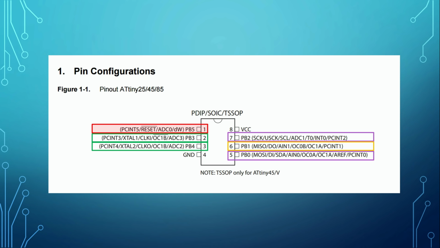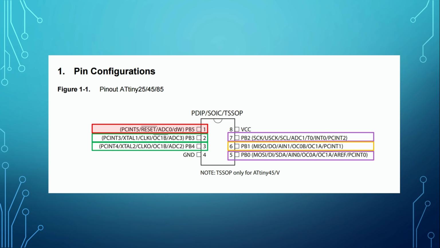VCC and ground cannot be used for the program. And pin 1 is somehow special. It is used as a reset pin, and it is quite complicated to use it as an active pin in your programs because you have to program and reset a fuse to use it. And programming fuses is not part of this tutorial. So we do not use it for this project.